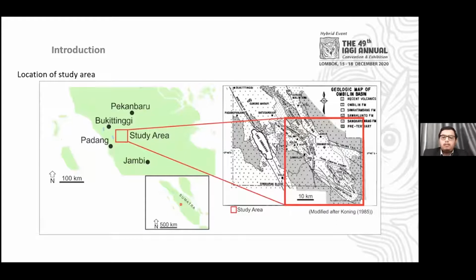Ombilin Basin is principally located in the western part of central Sumatra. It is located in the high Barisan Mountains, side by side with the Lake Singkarak Sumatran Fault.